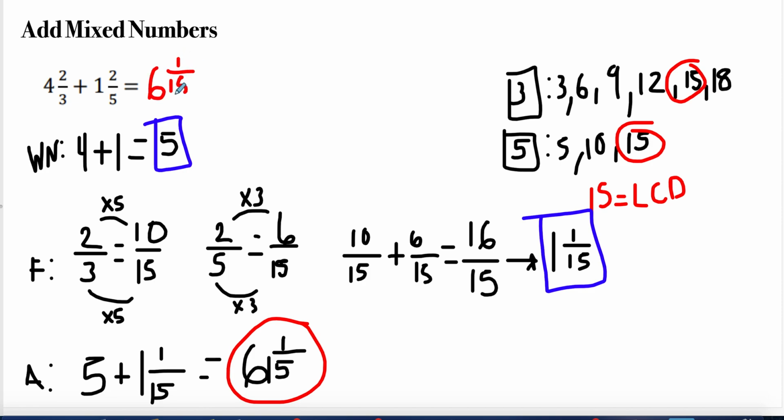And that makes sense, right? Like it's about 6. 4 plus 1 is 5, but it's 4 and 2/3, so it's almost at 5. So this answer makes sense. It's reasonable.